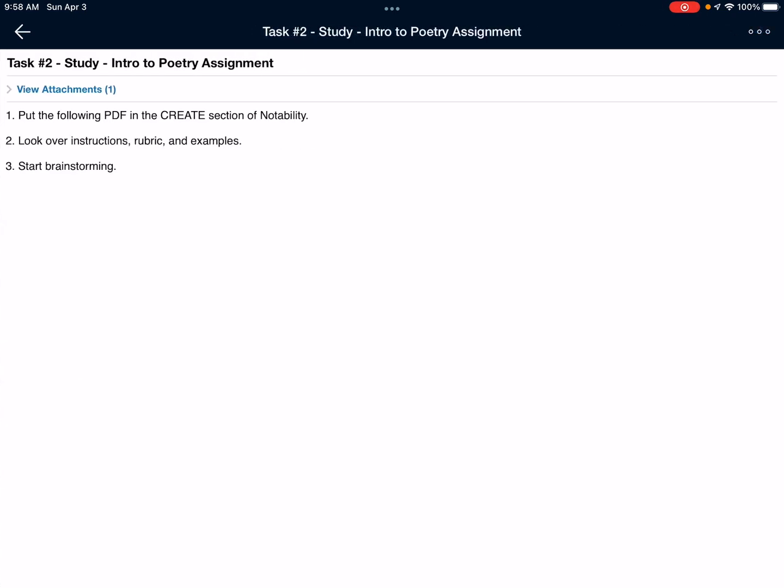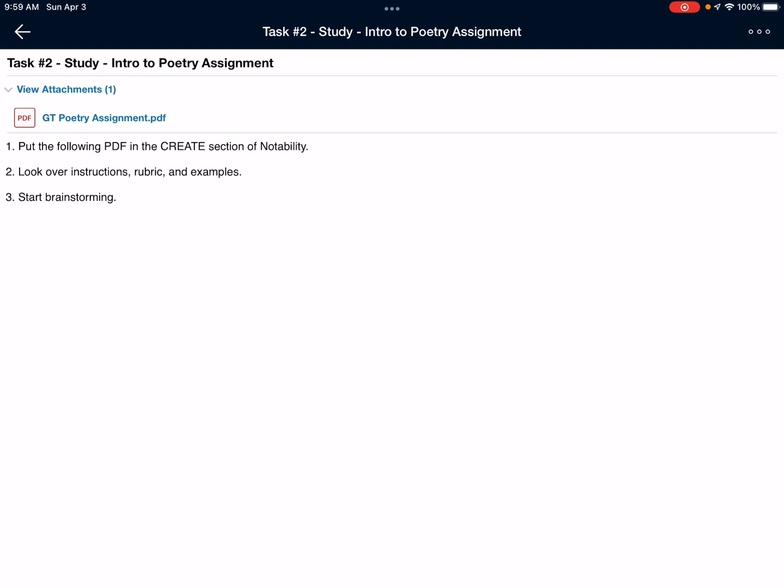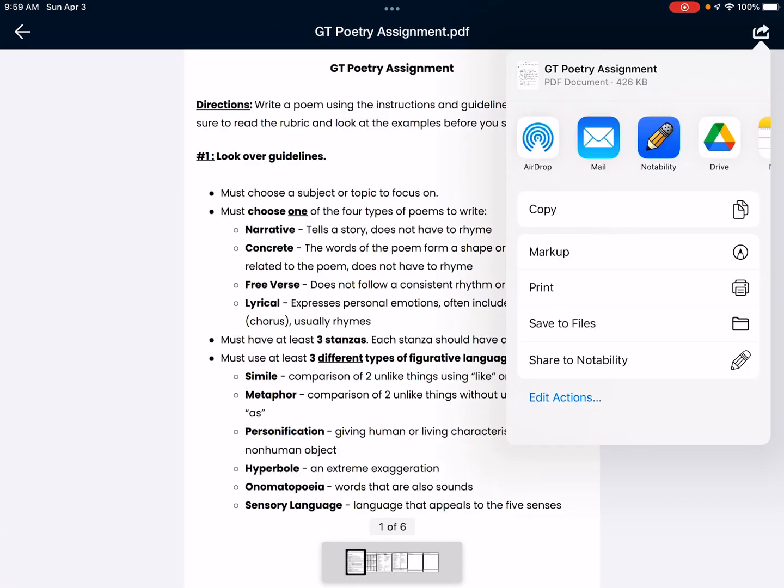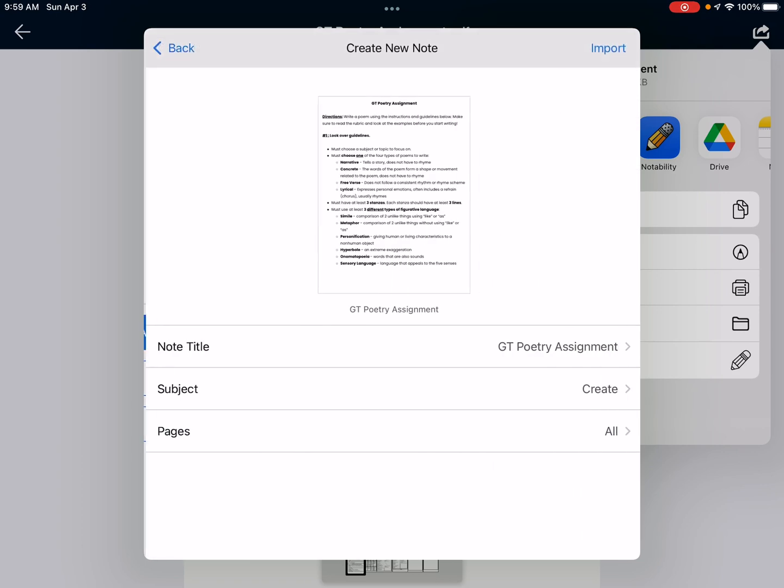Now, the poetry assignment is a performance task grade, and writing poetry does not take as long as writing an essay, so we only have 2 days in class to do this. Let's put this PDF into the Create section of Notability and go over it together.